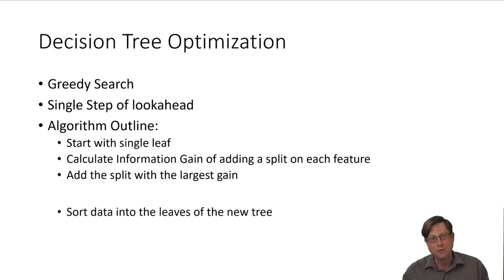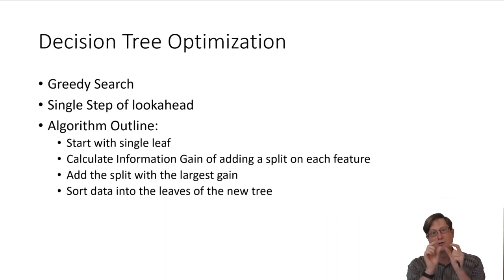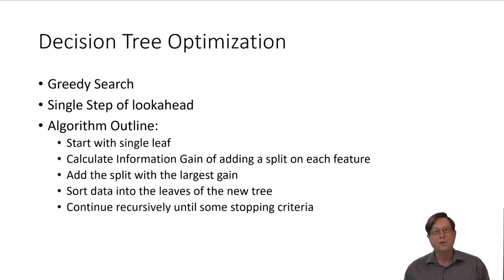So, of course, the next thing you do is you would take your training data and divide it according to the value of the split feature, push it to the leaves appropriately, depending on the value of that feature on the training data, and then you would recursively call the tree building function on each of those leaves that you've just produced until you hit a stopping criteria. Now, there's a lot of possible stopping criteria. I think we're going to spend some time on that in a little bit.